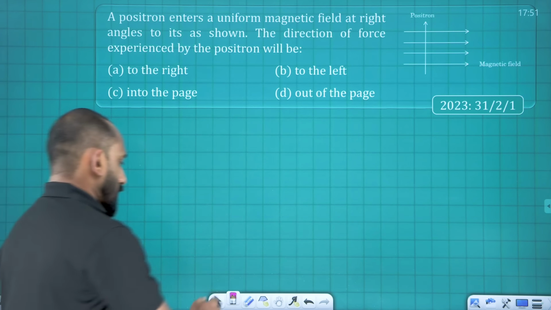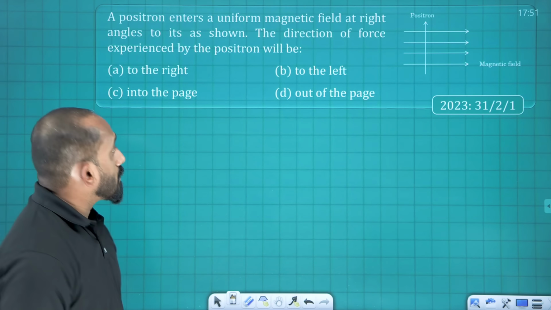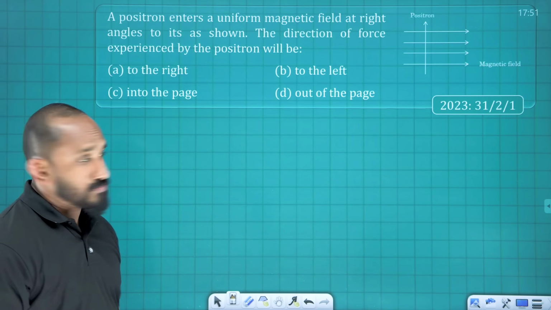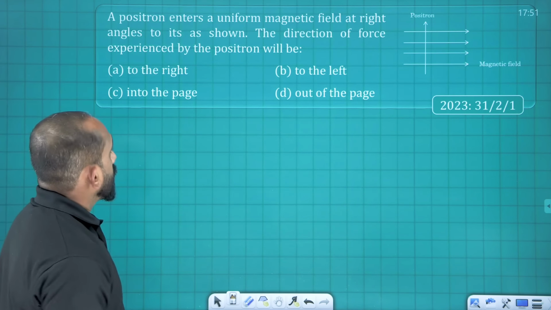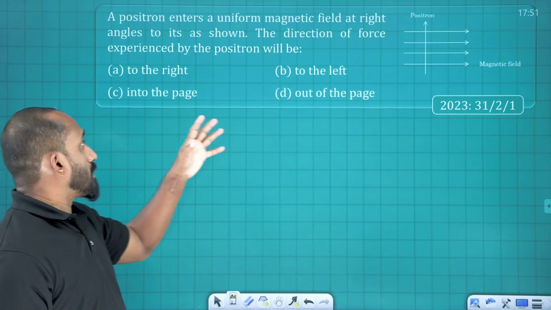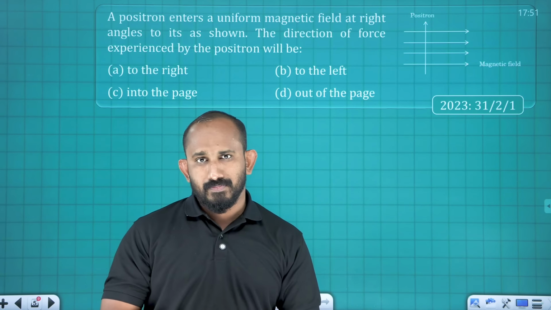A positron enters a uniform magnetic field at right angles to its path, as shown. So here the figure is given. In this one, a positron is entering. The direction of force experienced by the positron will be... so, force on a moving particle.